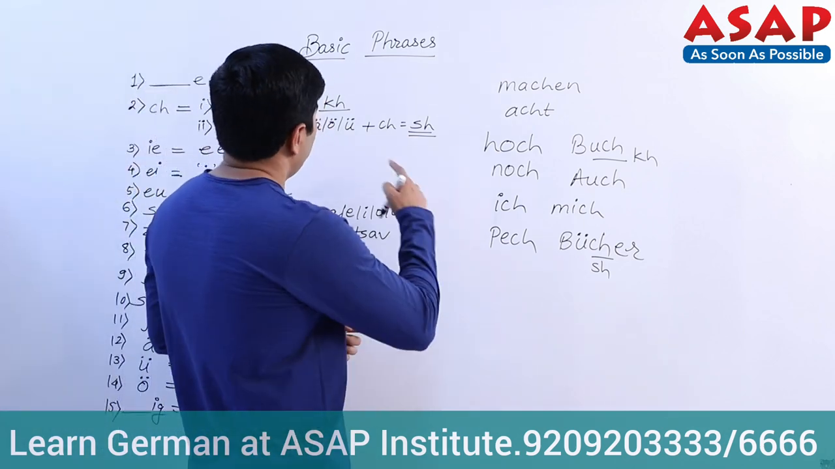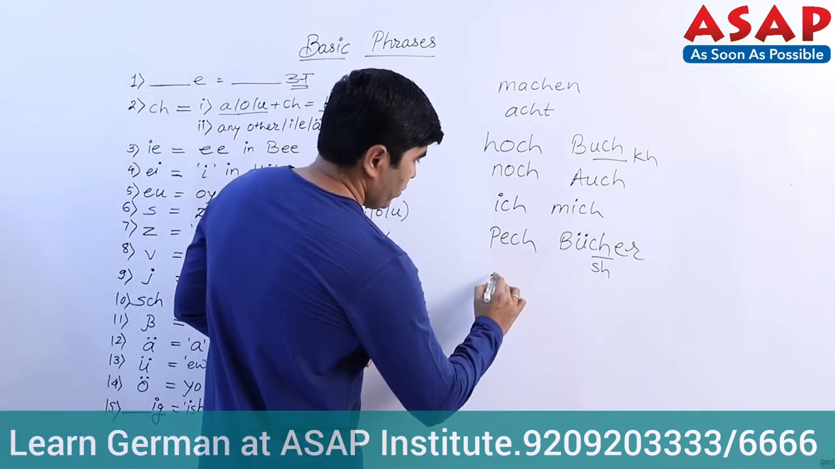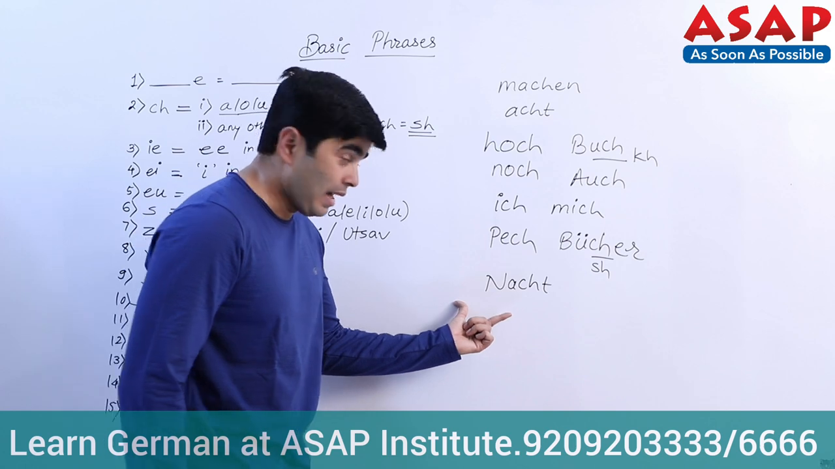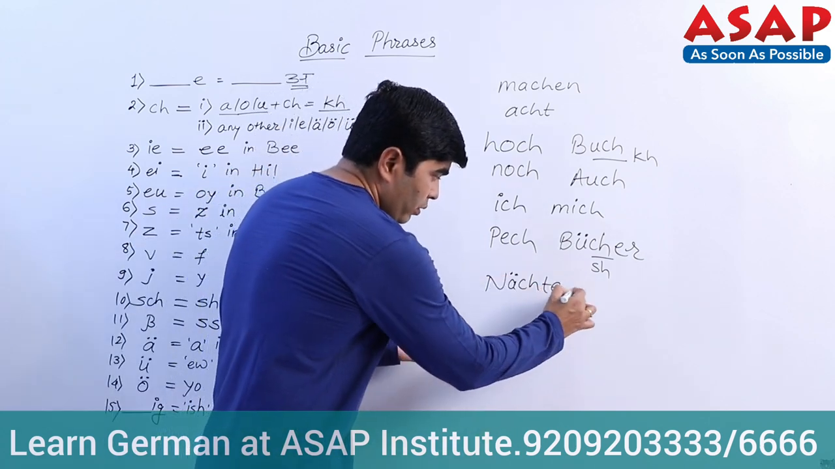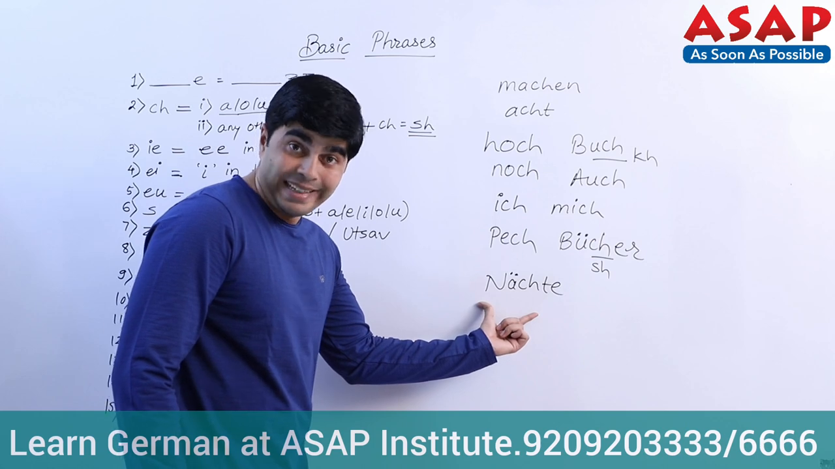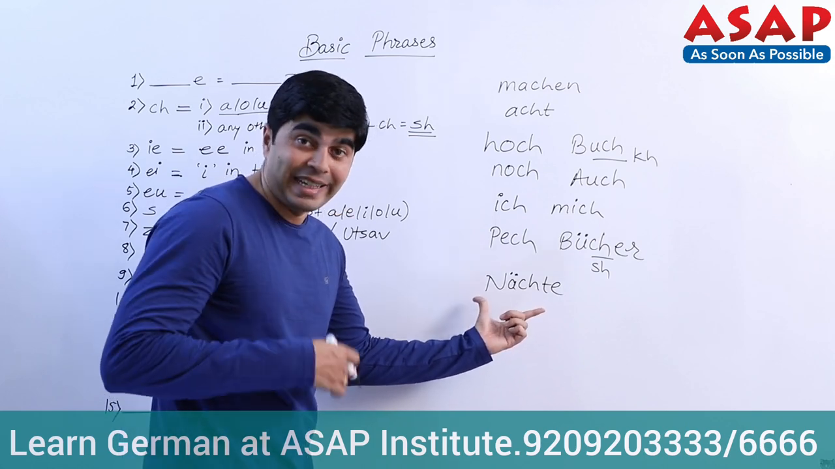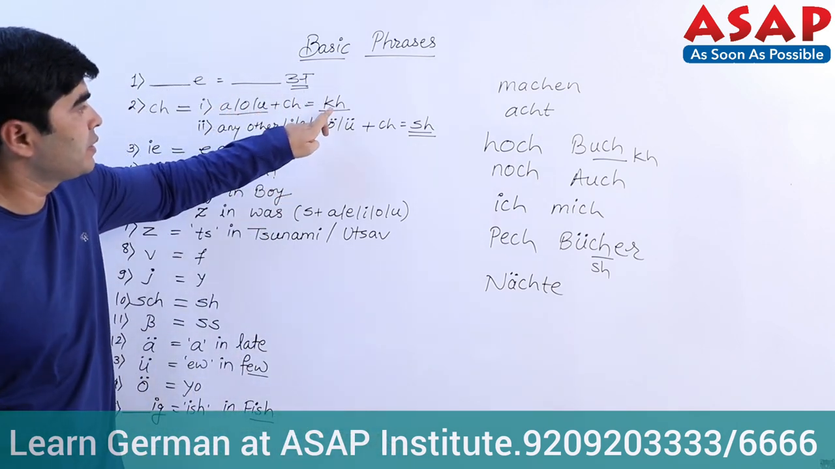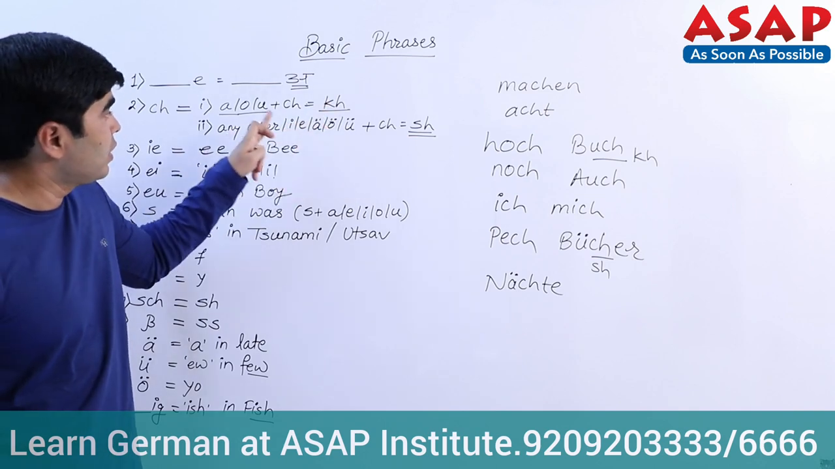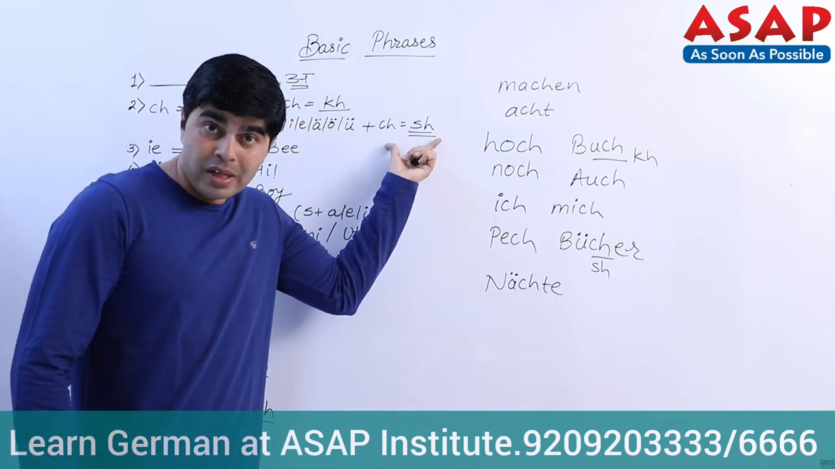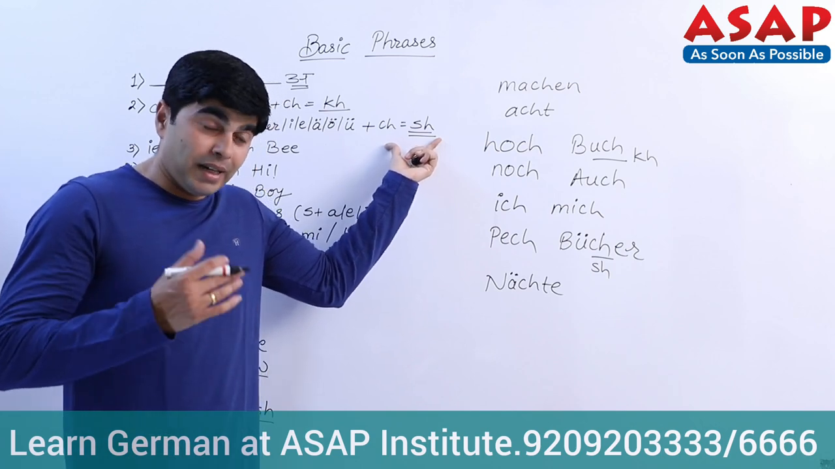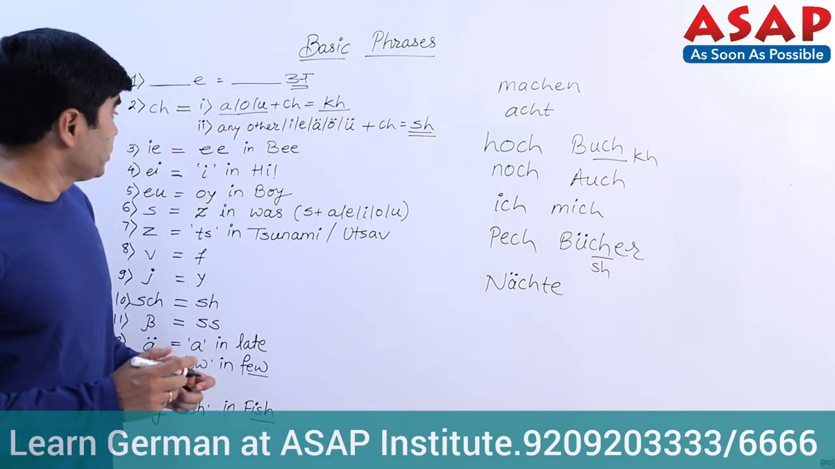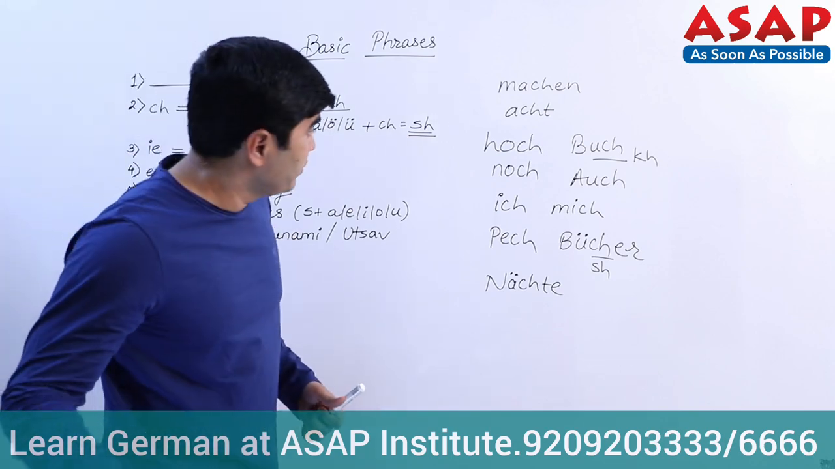Then another one, A umlaut. It is Nacht, but if you put A umlaut here, it becomes Nächte. This is the plural of night. This is how the difference is. If you use A, O, U before CH, it's pronounced as kh, and if there is any other alphabet, it will be pronounced as sh. Hopefully you now understand why the sound of CH changes. So now the next one. Before that, we need to clean this board.